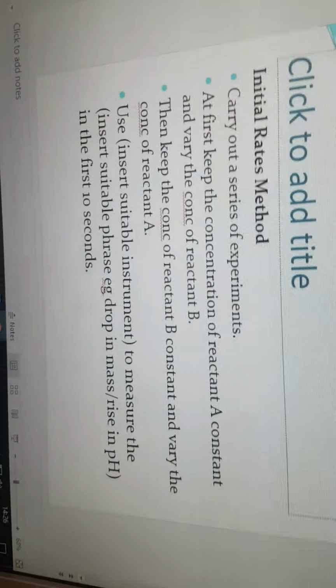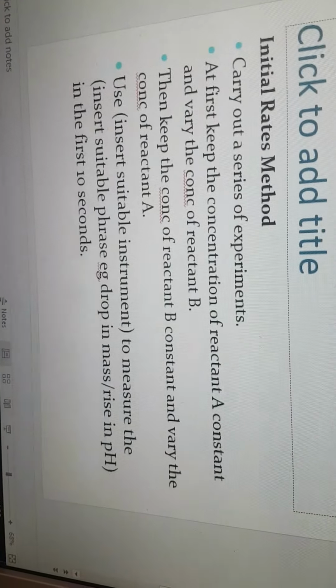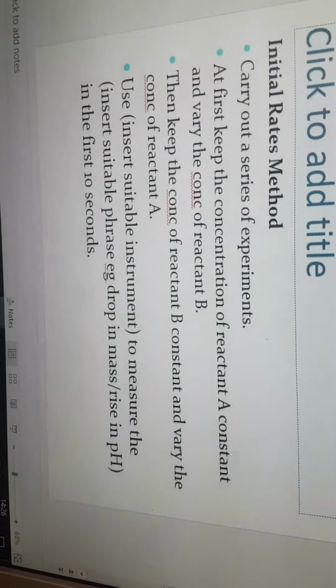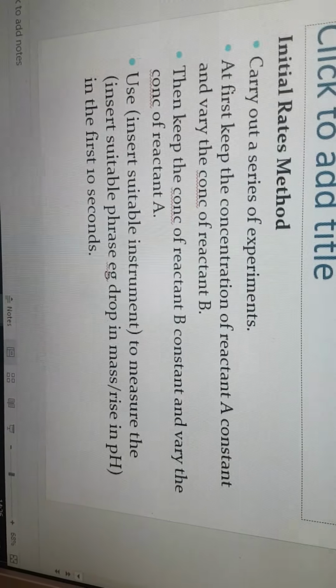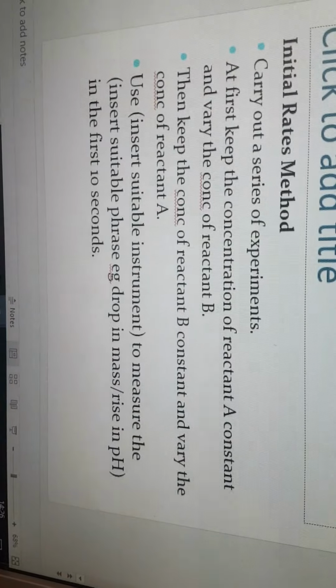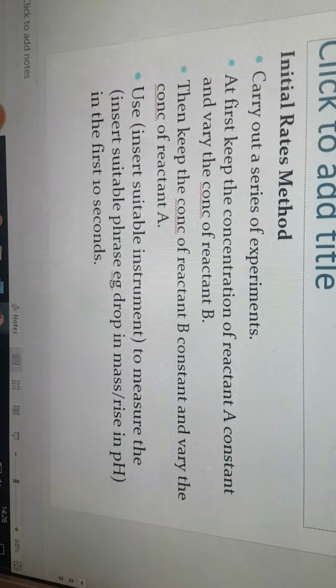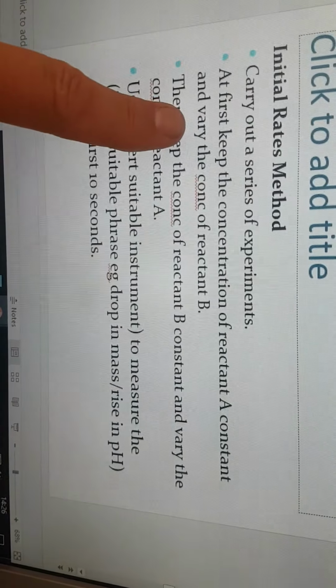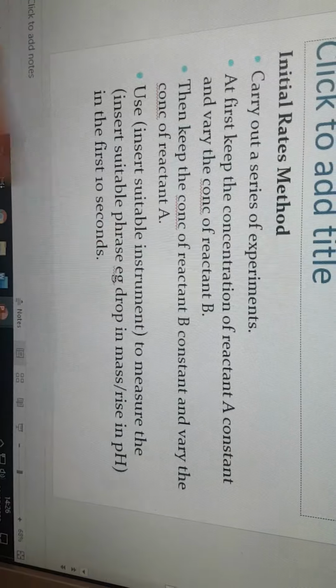You would do 2 series of experiments. Of course, the first series you vary the concentration of B. The second series you would vary the concentration of A. That's if you have to deduce the order with respect to both of them. If the question only states work out the order with respect to reactant B, then leave out this line. But again, you've still got to put in the suitable instrument and technique.